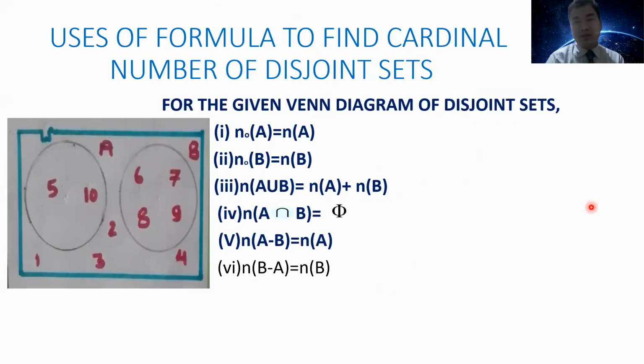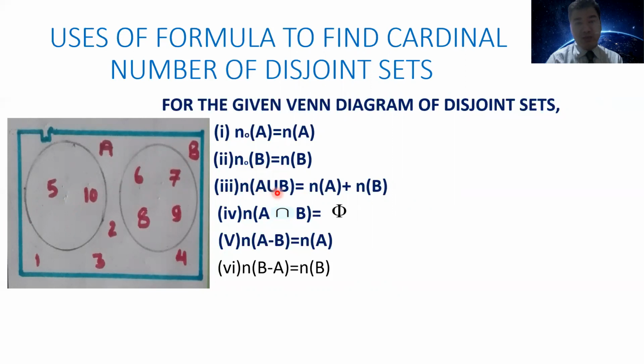Here is the use of the formulas to find the cardinal number of disjoint sets. When disjoint sets are given, how do we find the cardinal number? Look, this is set A, this is set B. In this case, n(only A) means what? There is no overlap, they are separated, disjoint. That's why n(only A) means n(A) only, and n(only B) means n(B) only.